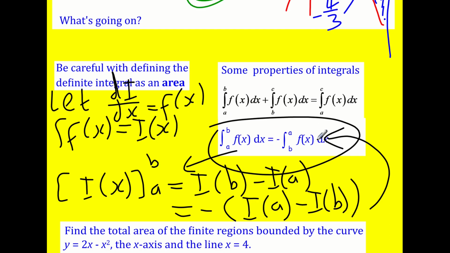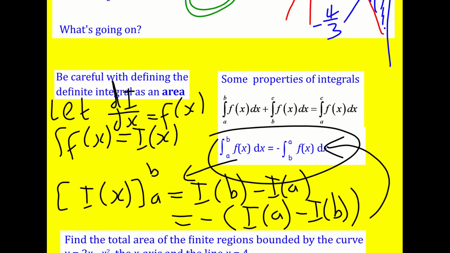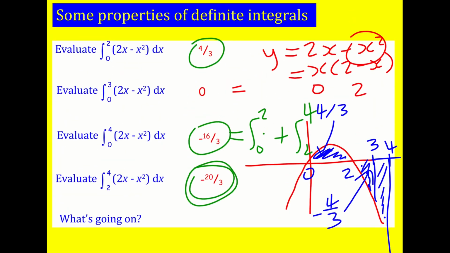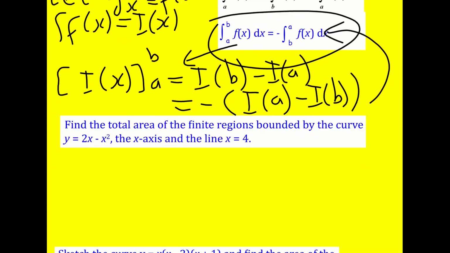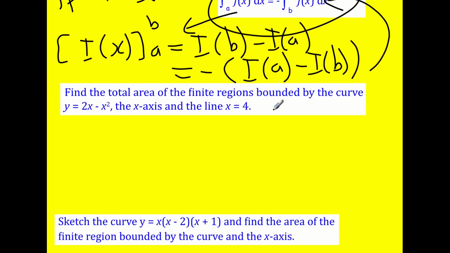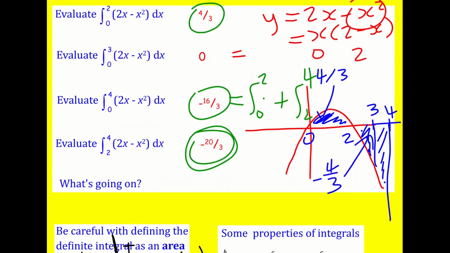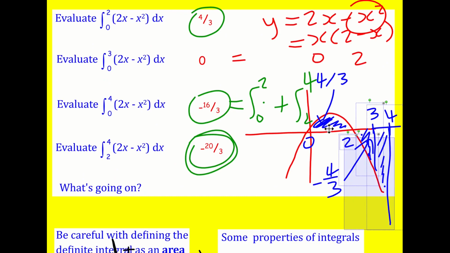We're going to carry on with two examples using this new knowledge. It's finding areas under curves, but we need to be careful when there are negatives. So example 1: find the total area of the finite regions bounded by the curve y equals 2x minus x squared, the x-axis, and the line x equals 4. I've chosen this example because this is essentially what we've just been talking about.